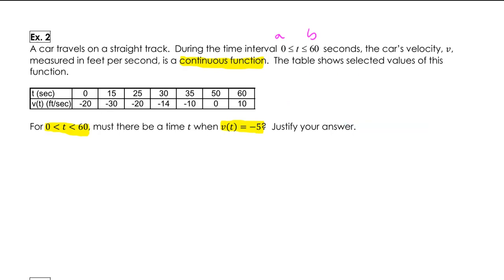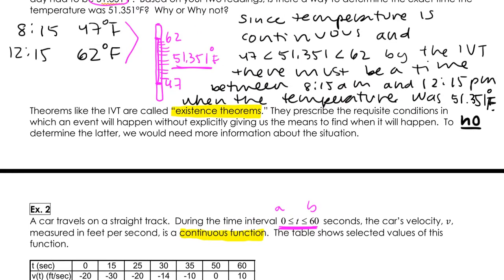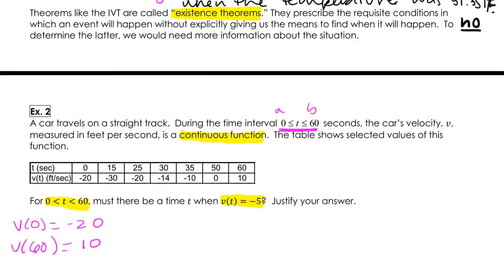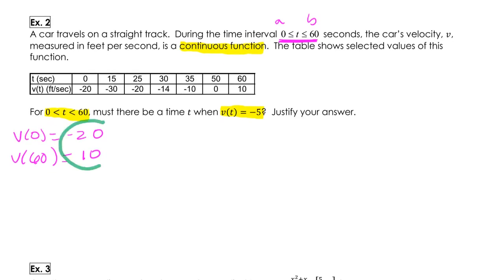Okay, so the first thing we're going to say is, let's look. What's velocity of 0? It's -20. So I'm looking up here at this time interval. And what's velocity at 60? We have 10. So -20 to 10, is -5 in there? Yes. Again, relating it to the last problem we did, I was saying if I go from 47 to 62, will I hit 51? Now I'm saying if I go from -20 to 10, will I hit -5? The reason I chose those is we're looking at f of A and f of B.